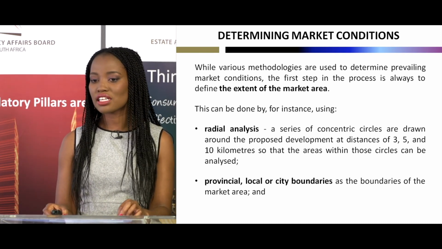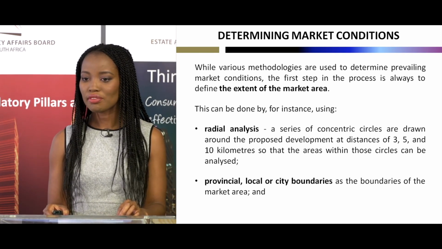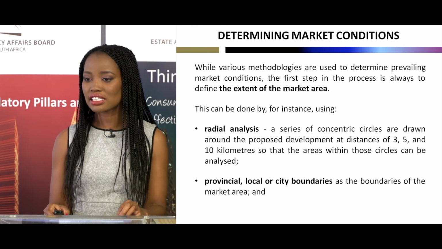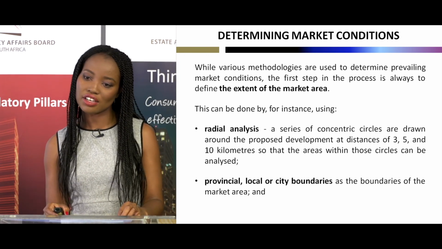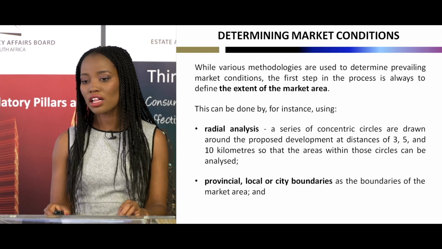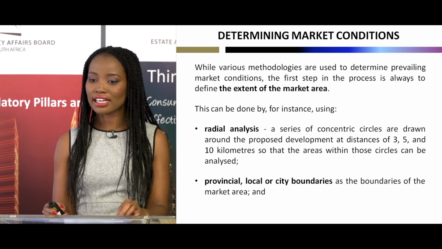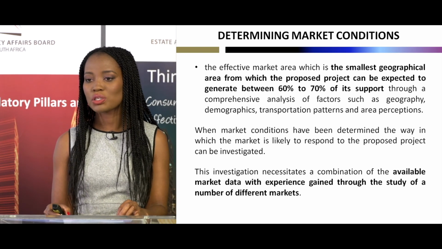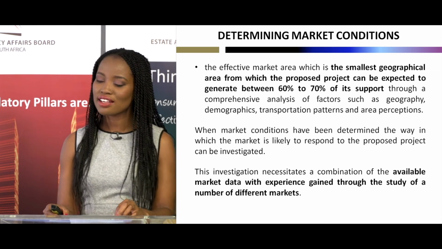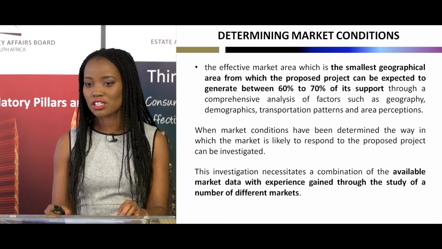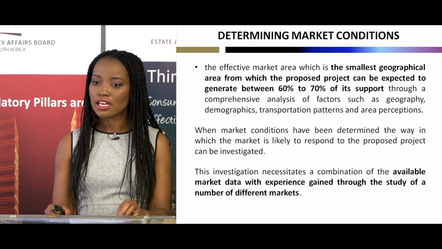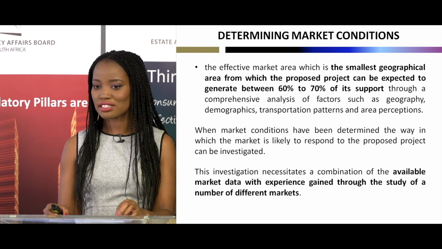This can be done, for instance, using radial analysis. A series of concentric circles are drawn around the proposed development at distances of 3, 5, and 10 kilometers so that the areas within those circles can be analyzed. Another approach is to use provincial, local, or city boundaries as the boundaries of the market, and the effective market area, which is the smallest geographical area from which the proposed project can be expected to generate between 60 to 70% of its support, through a comprehensive analysis of factors such as geography, demographics, transportation patterns, and area perceptions.